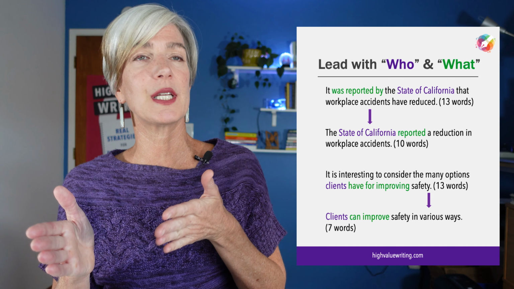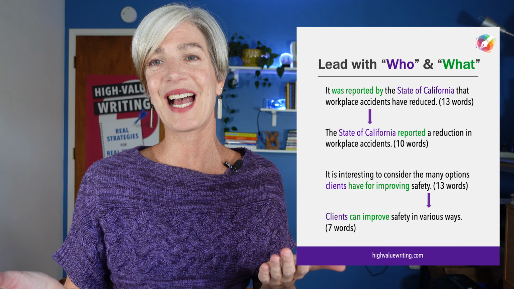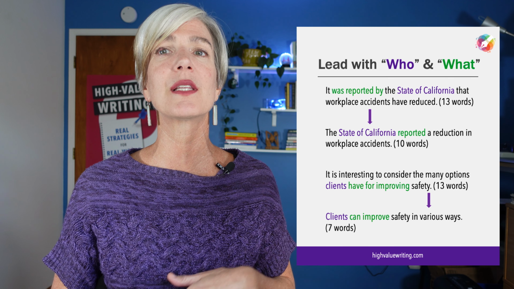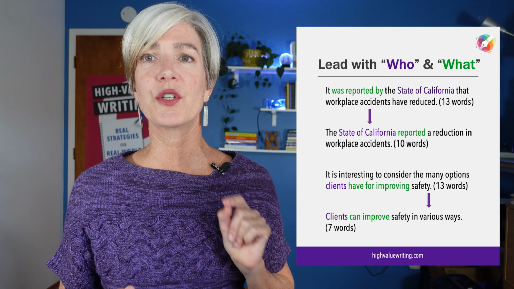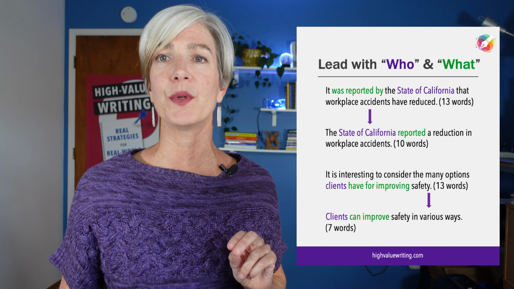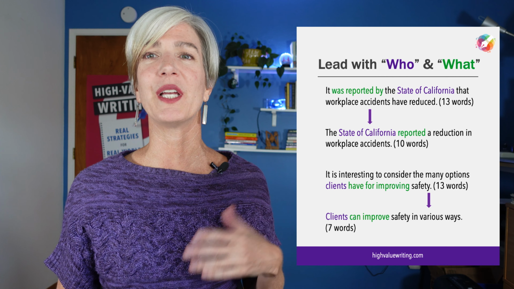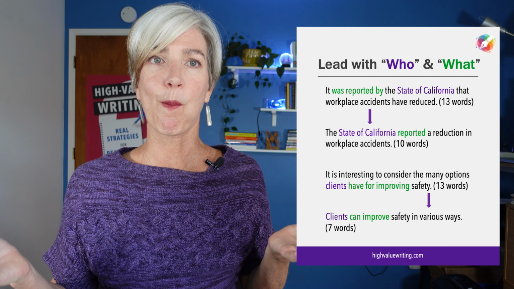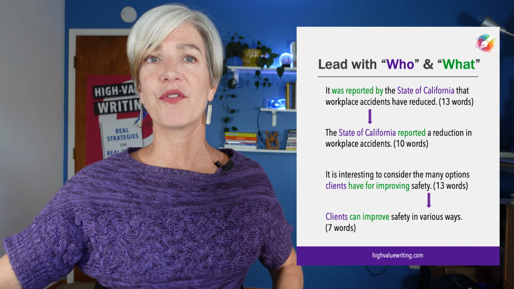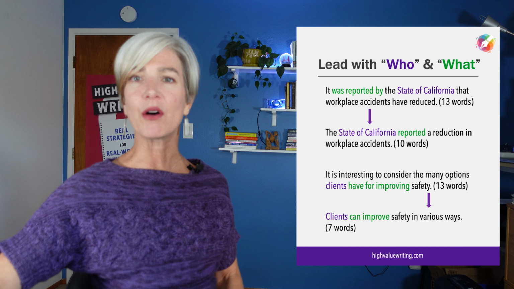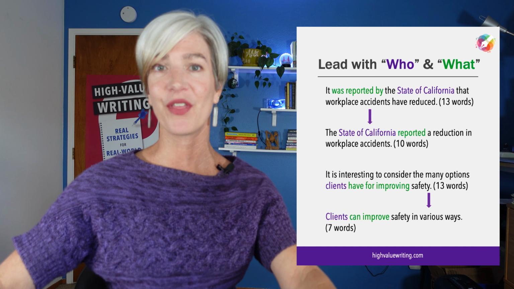If we say who's doing something in the beginning, the state of California reported a reduction in workplace accidents. We've saved 3 words. And even better, for busy readers, it was word 2 where they started finding out who was doing something. The state. In the first example, it was, we know nothing. Similarly, it is important to note the many options clients have for improving safety. Who is this even about? The clients. Let's put them in the front. Look at how many words I saved there.